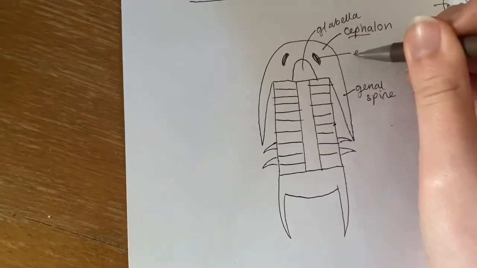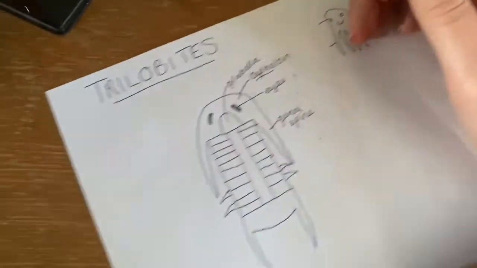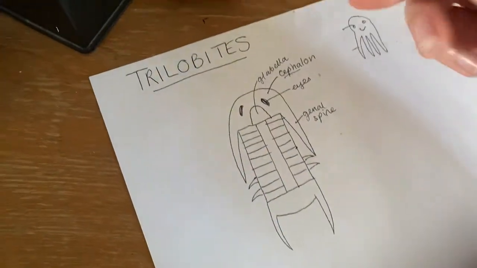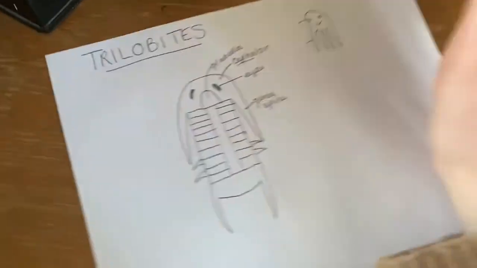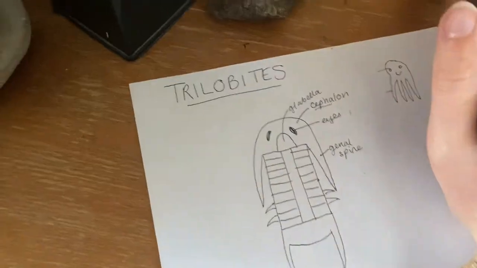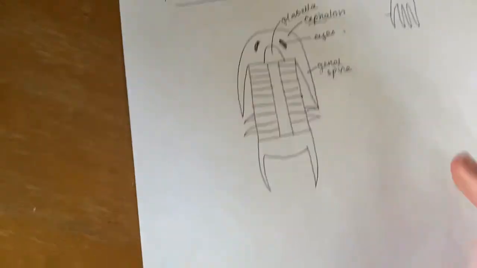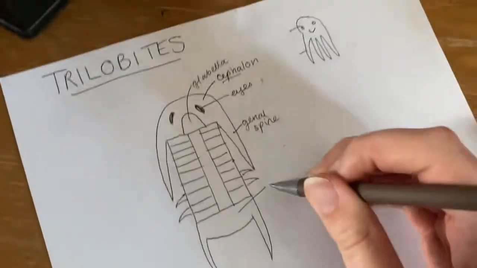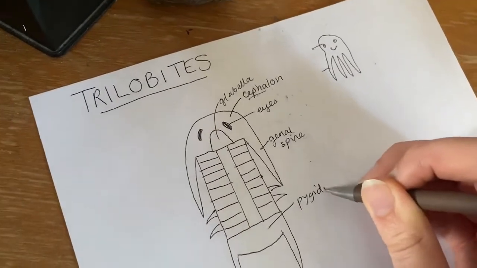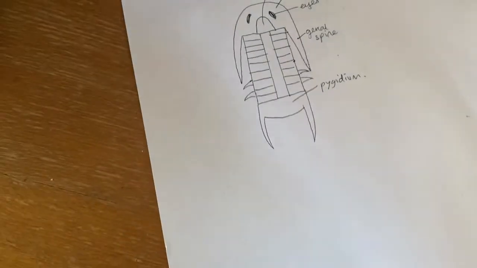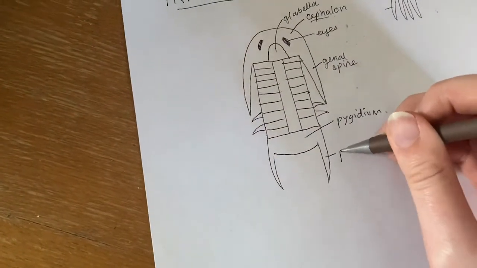These are its eyes. Now, the eyes of a trilobite are actually really cool. They're compound eyes, made of calcite, and it's actually really awesome. I could talk about that for a long time. Anyway, what am I talking about? This is called the pygidium. Pygidium. There we go.